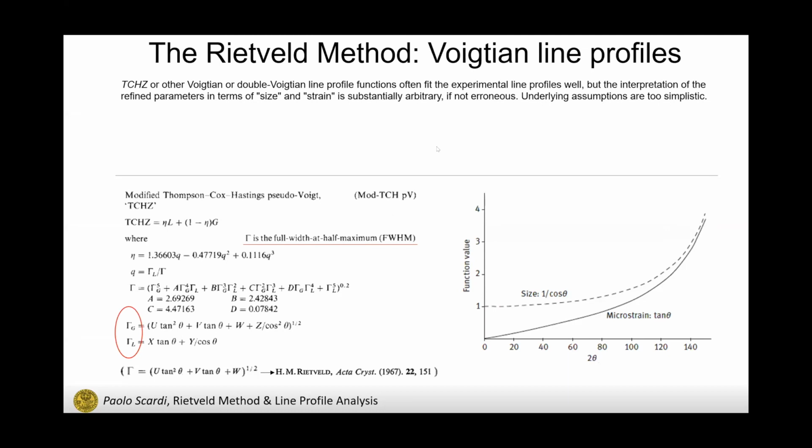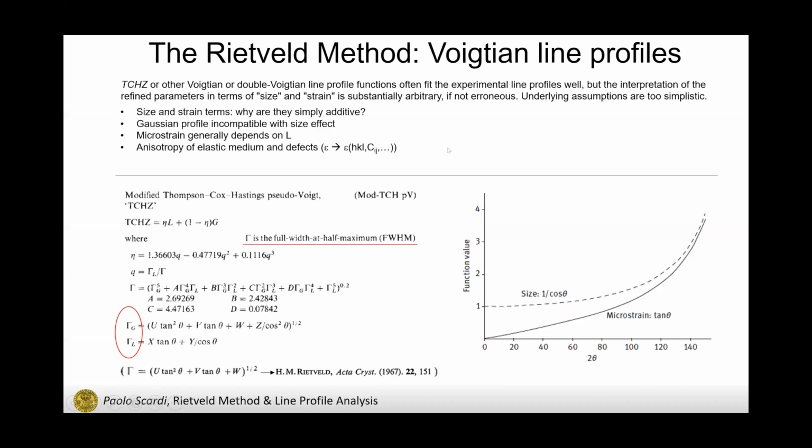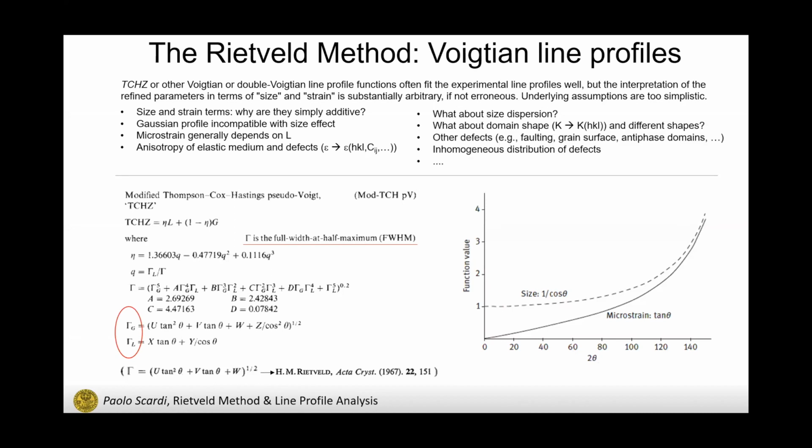I will not go over all of them, but clearly there are problems because these terms of size and strain have been used in a simple additive way, that the Gaussian profile has problems with the size effect, that microstrain is not a constant, but it's a function of L. We will see this later. And then what about anisotropy, size dispersion, size shape, and other issues?